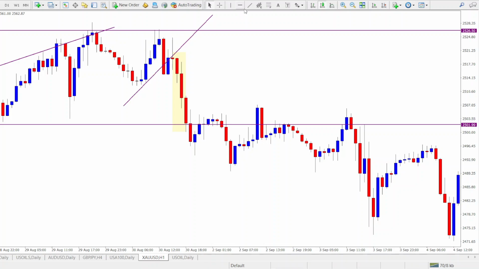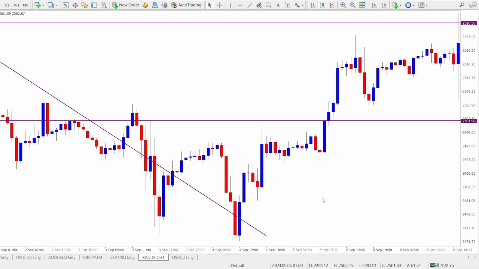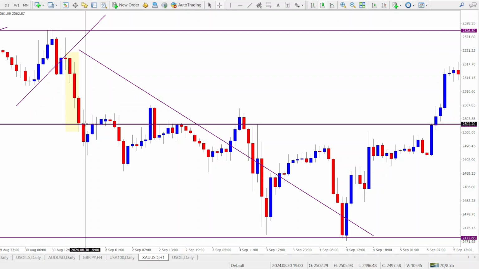Now we can see that right after the pattern formed, we had a significant dip. The price of the asset sold all the way down to this point. So if we had entered a sell right after this pattern formed, we would have caught somewhere around 290 pips. That would have been a good catch.